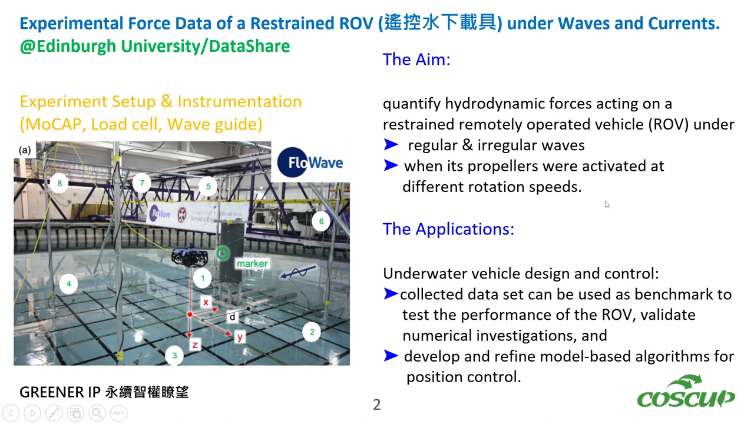The application is for underwater vehicle design and control. The experiment uses the collected data set as a benchmark to test the performance of the ROV and validate numerical investigations. Using this experimental force data, you can also develop and refine algorithms for position control. You know that in order to control the position and orientation of the ROV, you can consider this force data as your foundation to build your own research.